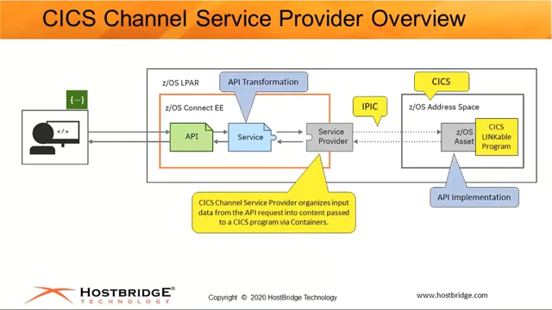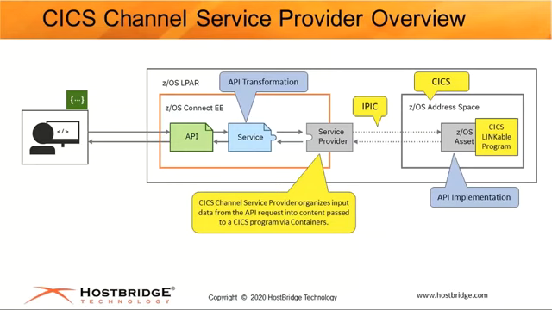So we still have the transformation and the implementation, but now let's look at this as the CICS channel service provider. Okay, in this case, the service provider box will be the channel service provider, and its role will be to organize input data from the API request into various CICS containers, and then pass that to a CICS program over IPIC. So the boundary between z/OS Connect EE and CICS will be an IPIC connection. Then that request goes to CICS, and the implementation of the API is that linkable program.